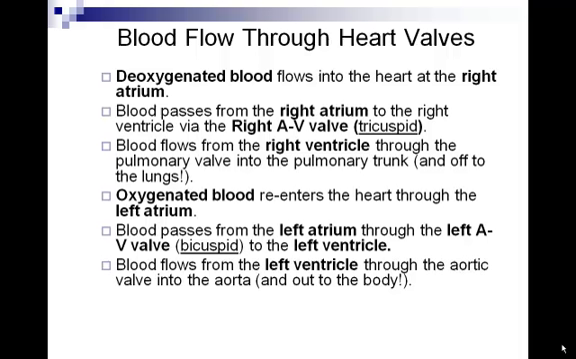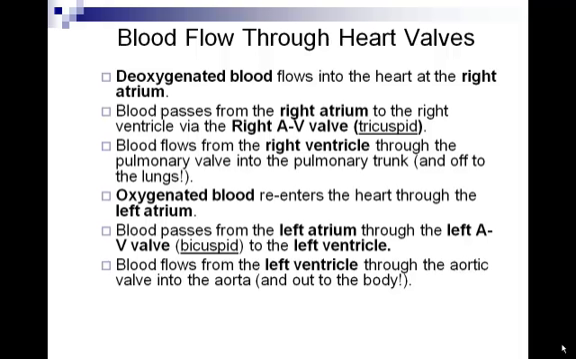The blood flows from the right atrium into the right ventricle in one direction, and the valve prevents blood from flowing backwards. Well, blood flows from the right ventricle through another valve, the pulmonary valve. It's also known as the semilunar valve, into the pulmonary trunk and over to the lungs.